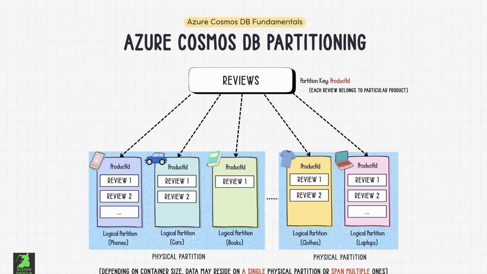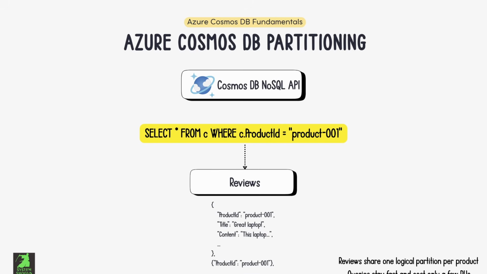Finally, we have the reviews container. Each review belongs to one product, so we partition by product ID. That means all reviews for a specific product live inside the same logical partition. When we query for them, Cosmos DB can fetch everything in one go. No cross-partition queries, no fan-out. That keeps queries fast and costs only a few RUs, which is just what we want when we are using Cosmos DB. We want queries to be single partition and to cost just a few RUs.